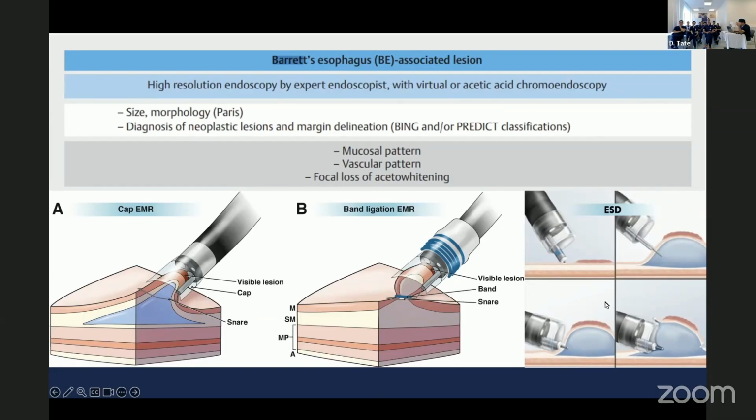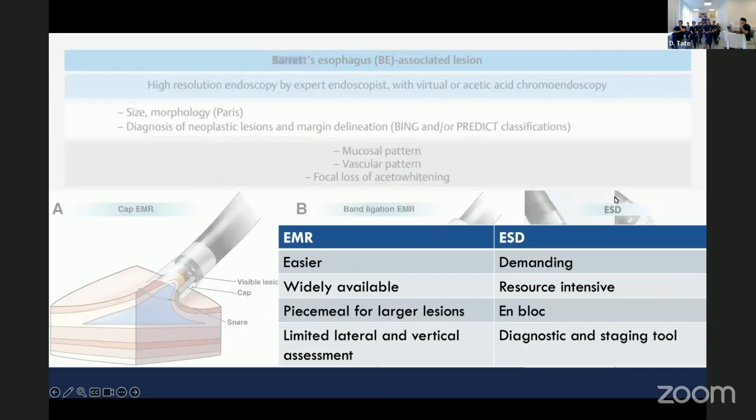And then ESD, it's not easy, and Barrett's even less because of the doubled muscularis mucosa and the real inability to suck that in and really get a prediction of how deep you go. And ESD. What is the difference between them? That EMR is easier. I would argue that it is definitely easier. I mean, ESD and Barrett's is the most difficult kind of ESD, I would say. EMR is widely available. I guess it probably is.